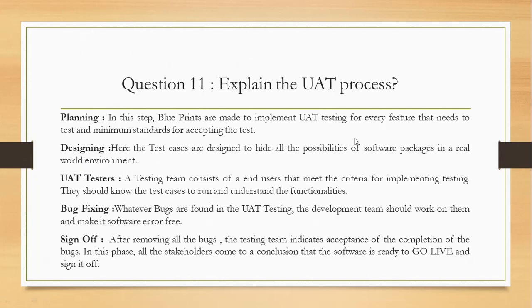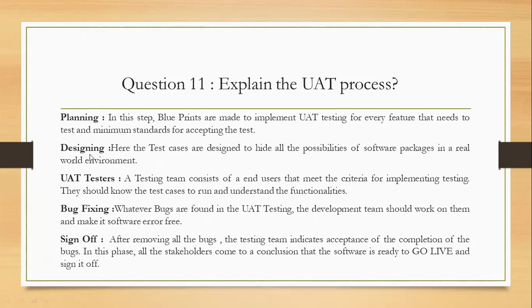Next comes UAT, user acceptance testing. This is done at the end. After completing your application, you invite the user and test the application. That is user acceptance testing. In UAT, blueprints are made. We have different stages: planning, design, testing, bug fixing, and sign off. In planning, we prepare a blueprint.